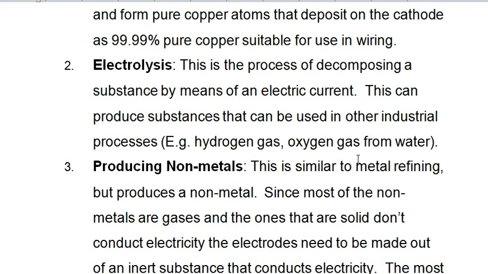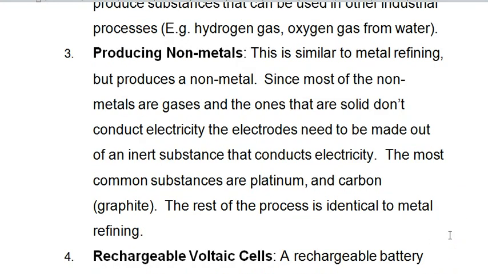Electrolysis is simply breaking down. Usually we refer to electrolysis when we're breaking something down into its constituent elements. Producing nonmetals other than oxygen and hydrogen. So for example, if we want to produce chlorine, we would use an electrolytic cell and we would electrolyze brine, sodium chloride, and that'll produce chlorine gas. And we use chlorine for a bunch of different things. It's a starting point for bleach, some other things, other industrial processes.